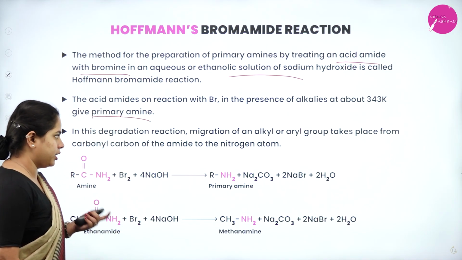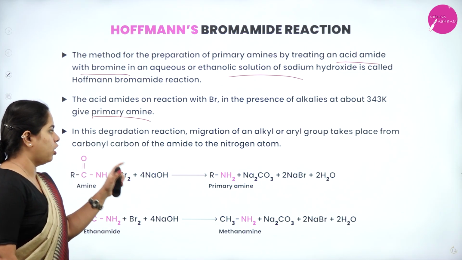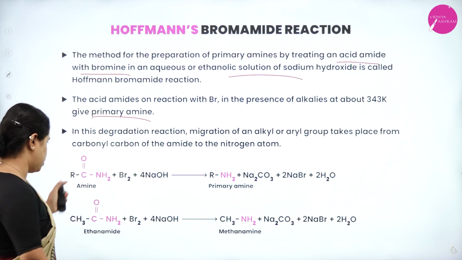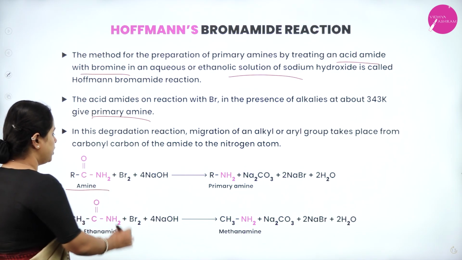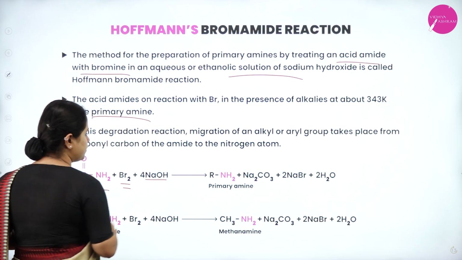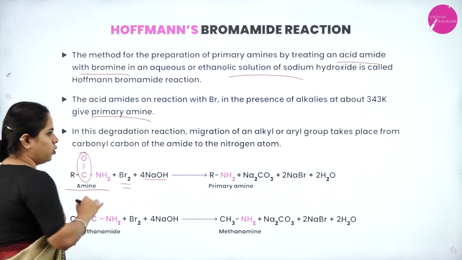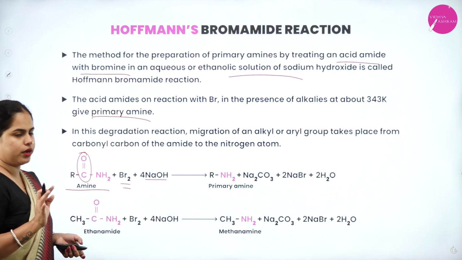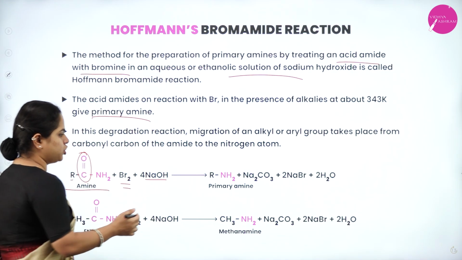In this degradation reaction, migration of an alkyl or aryl group takes place from the carbonyl carbon of the amide to the nitrogen atom. So let us understand here. RCONH2 amide is taken here. It is going to react with bromine in presence of sodium hydroxide. So what is going to happen here is this CO group is getting removed, so that you can remember. So you will get RNH2 here.